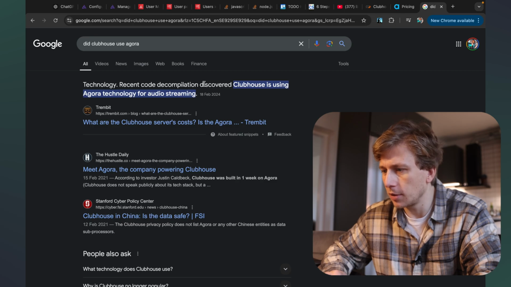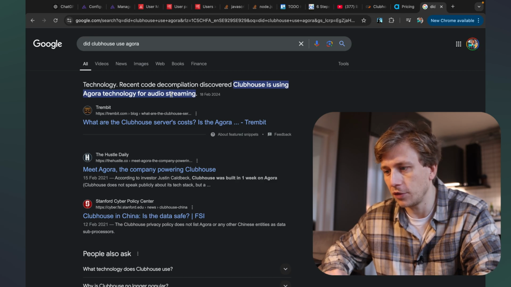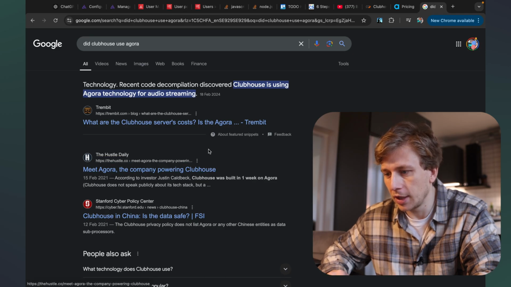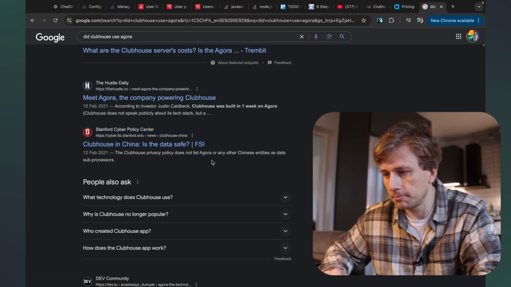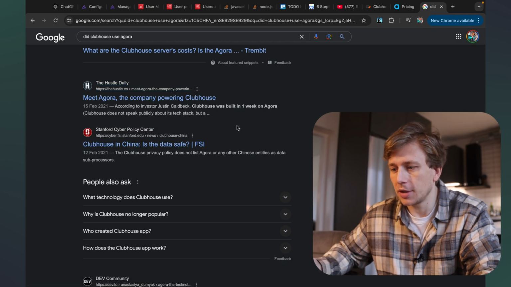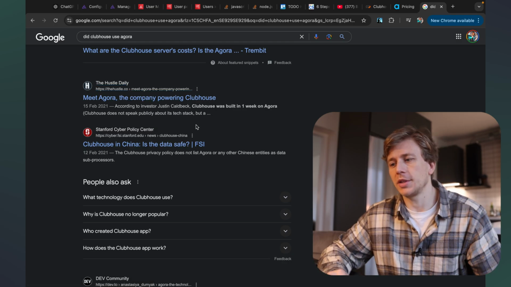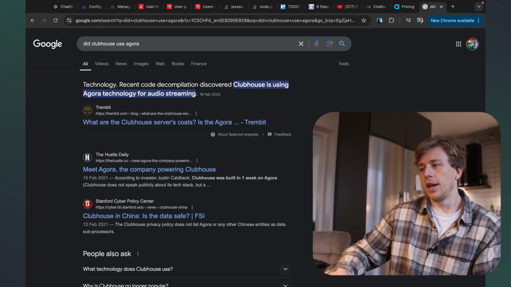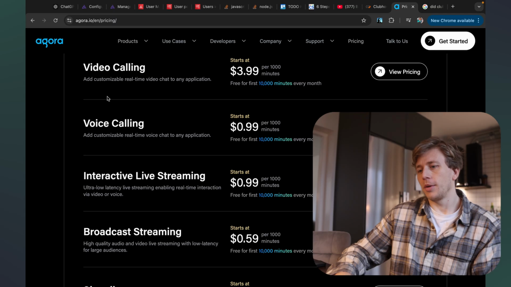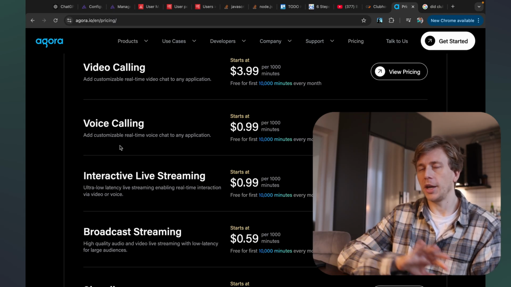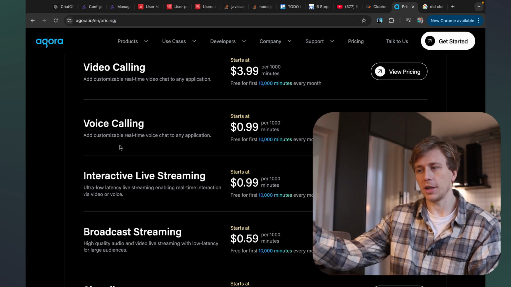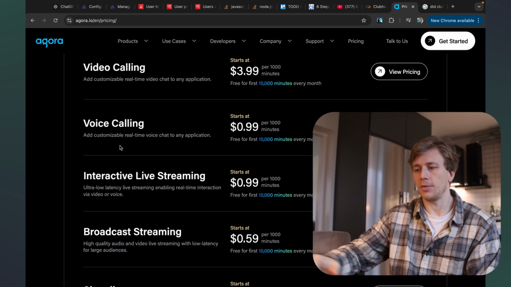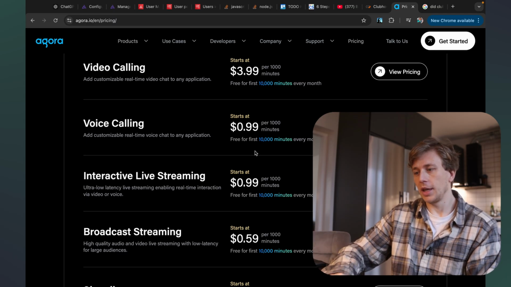Technology, recent code decompilation discovered Clubhouse is using Agora technology for audio streaming. The company powering Clubhouse. Okay, so whatever it means, it seems like Clubhouse does have some sort of connection with Agora. And by using this, I think we can bypass the whole WebRTC thing, and we can instead rely on whatever they've built.